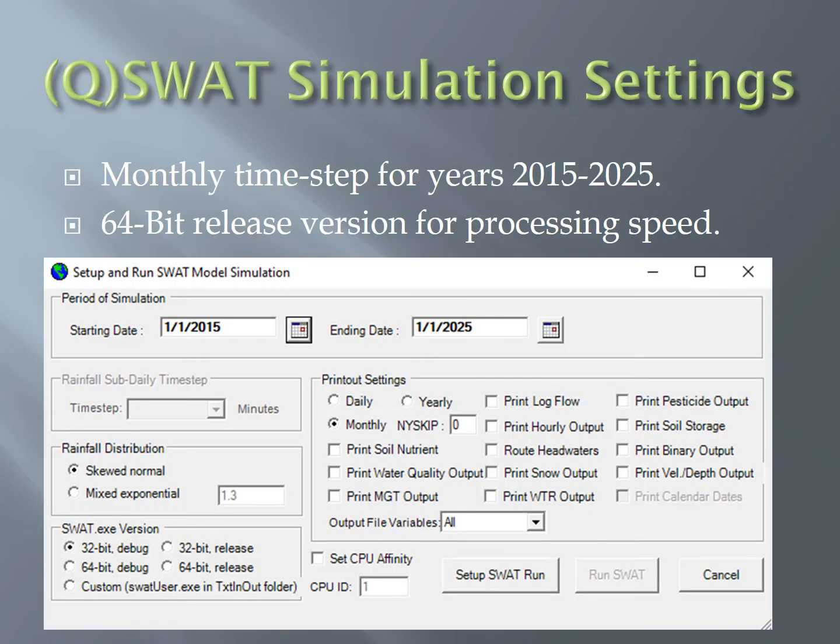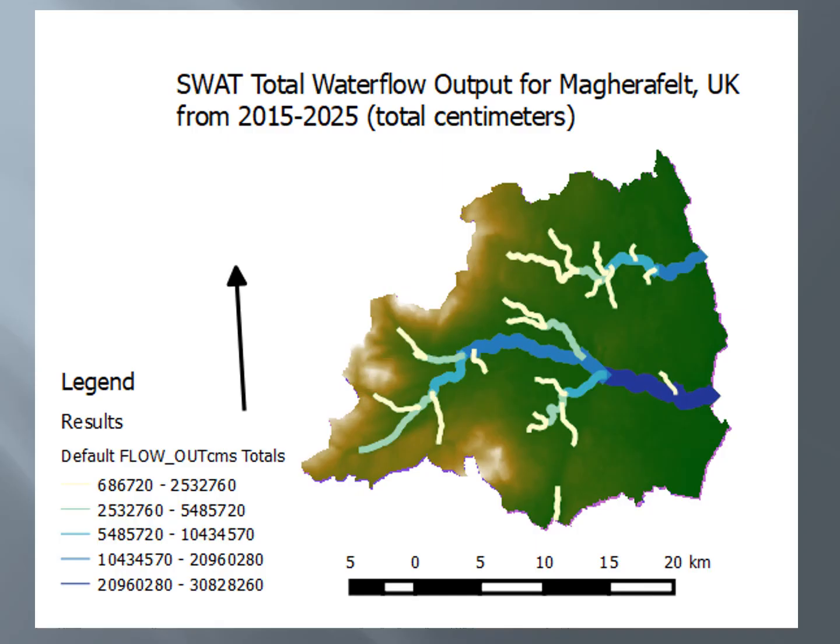And then we ran the QSWAT model, and our setting was from January 1, 2015 to January 1, 2025. And we used the 64-bit release version for processing speed. And you can see the graph here in the figure. And we did a monthly simulation.